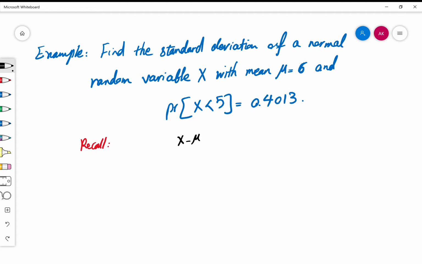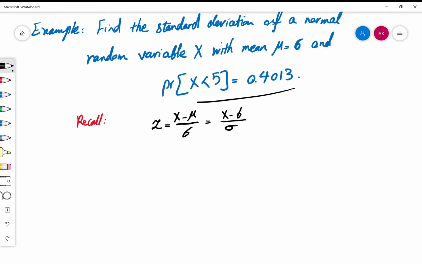if you subtract mu from that and then divide it by sigma, the resulting random variable is the standard normal random variable. And in this case, what is mu? Mu is 6, and sigma we don't know. We need to find it. Okay, what else do we know? We know that also the probability of X less than 5 is equal to 0.4013.